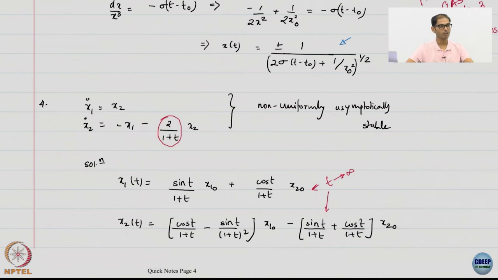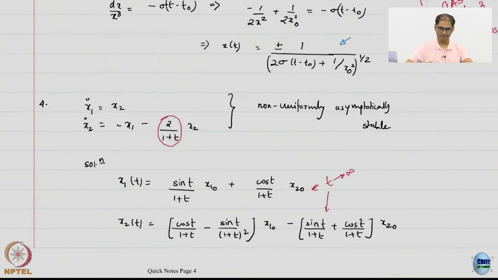But all I did was introduce some time varying quantity here. And it so happens that the solutions look like this. It turns out that it is non-uniformly asymptotically stable. So basically, you don't have uniformity in this case.